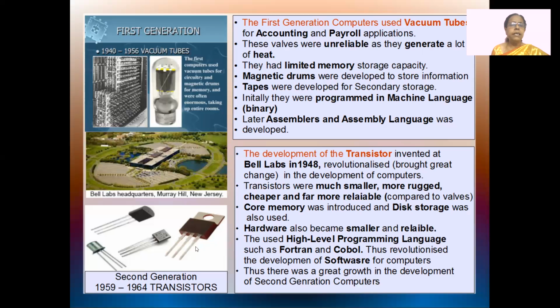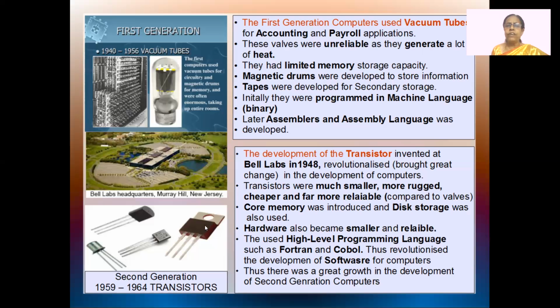Now see, in the second generation they developed transistors. Look at the picture of the transistor. The second generation was in the year 1959 to 1964. They used transistors. The transistors look like this. And who developed the transistors? It was Bell Labs in the year 1948. It made a big change in the development of computers.